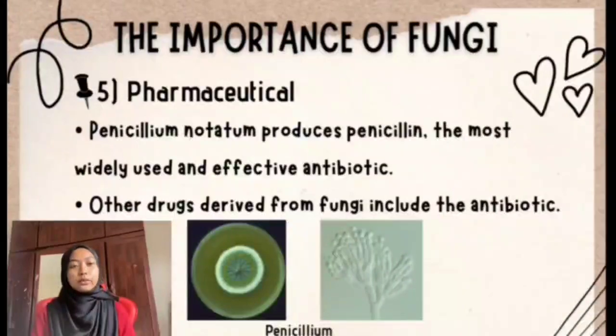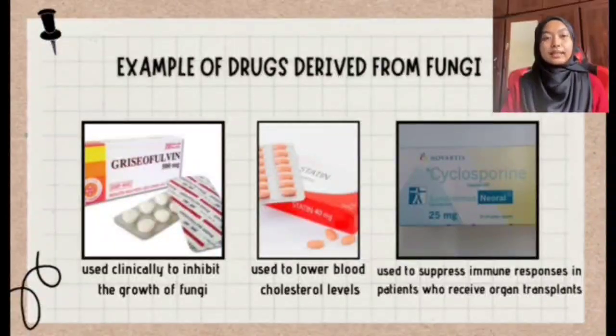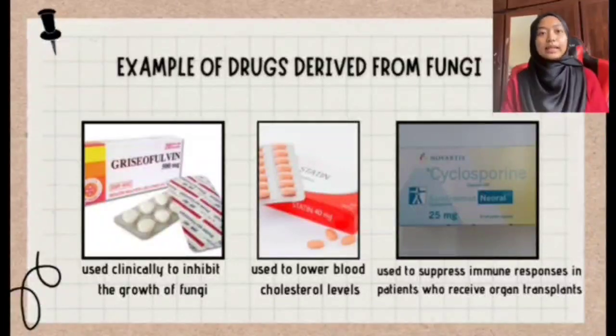Penicillium notatum produces penicillin, which is the most widely used and effective antibiotic. Other drugs derived from fungi include the following. First, griseofulvin is used clinically to inhibit the growth of fungi. Next, statin is used to lower blood cholesterol levels. Lastly, cyclosporine is used to suppress immune responses in patients who receive organ transplants.